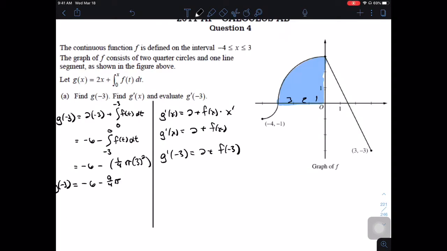To figure out what f of -3 is, we're looking for a y value when x is -3. Get rid of these numbers here because they're a little misleading. -1, -2, -3. The y value is clearly 0. So g prime of -3 is 2 plus 0, which is 2.